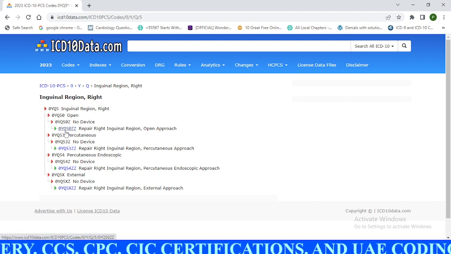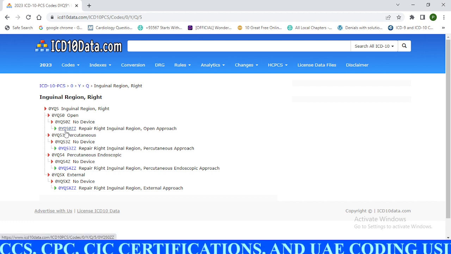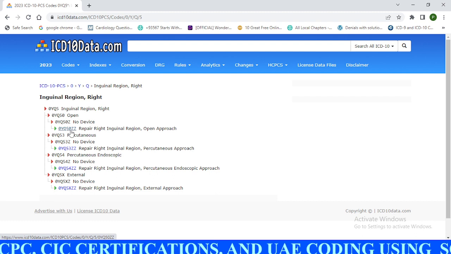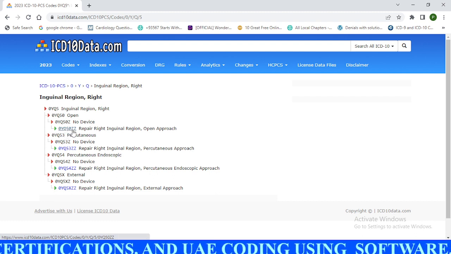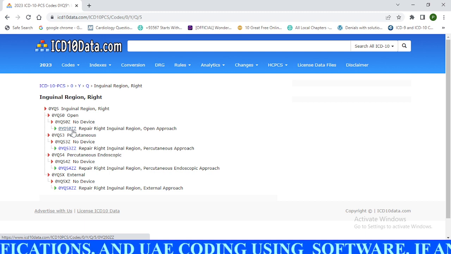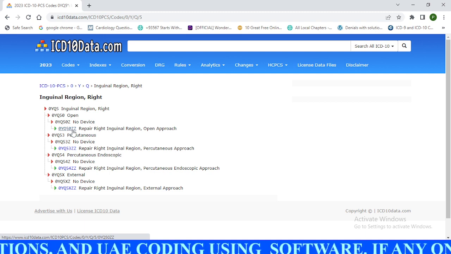So here our answer is 0YQ50ZZ. So this is the answer for our inguinal hernia repair, right inguinal hernia.